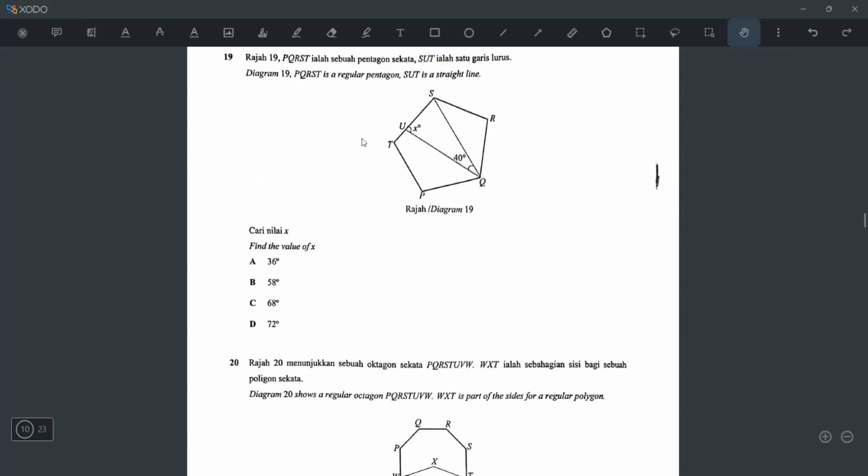So that's all. Let's go to 19. Diagram 19. PQRST is okay. This is the keyword that you have to focus on. Regular. If you don't focus on this word, it's very easy.